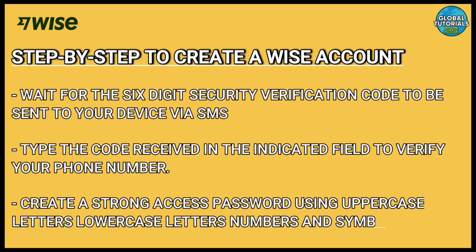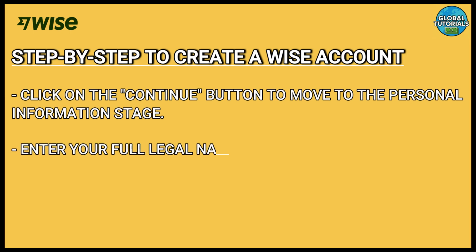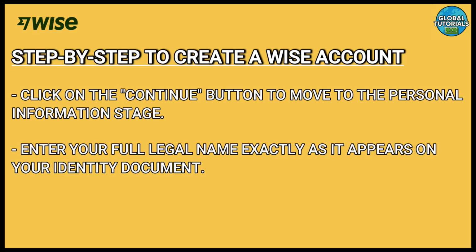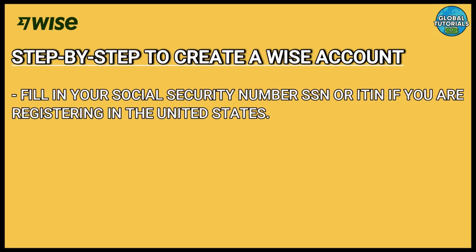Create a strong access password using uppercase letters, lowercase letters, numbers, and symbols. Click on the Continue button to move to the personal information stage. Enter your full legal name exactly as it appears on your identity document. Enter your date of birth and your complete U.S. home address residence. Fill in your Social Security number, SSN, or ITIN if you are registering in the United States.